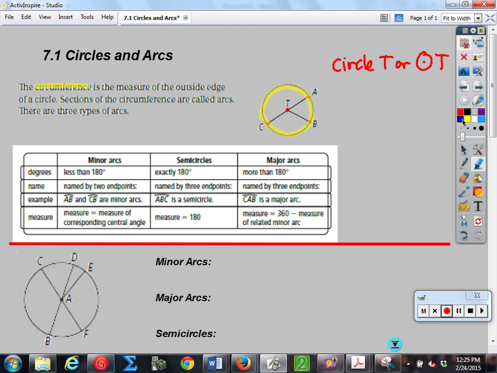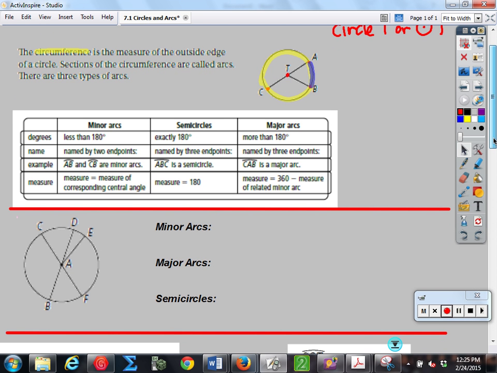So, for example, from A to B, that would be an arc. It's that piece, that blue piece right there. Or that yellow piece would be an arc. And when you talk about circles and arcs, there are three different kinds. There are going to be minor arcs, which is less than half the circle, okay?